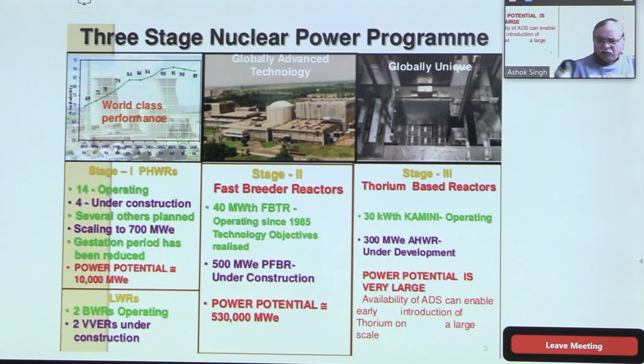The VVRs have already been constructed. This diagram is old. More VVRs are now being set up. So this is the idea of the first stage of India's nuclear program. The second stage aimed at developing fast breeder reactors.